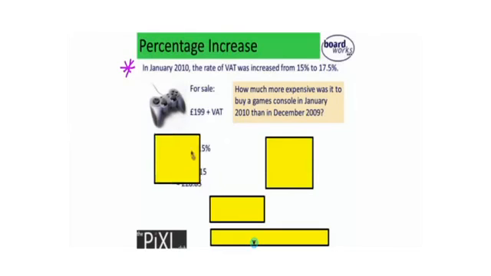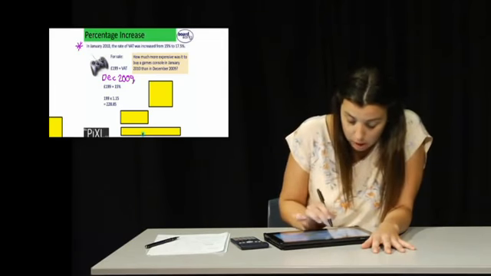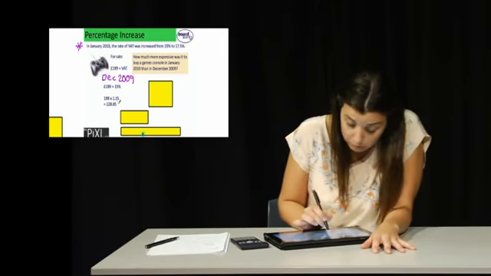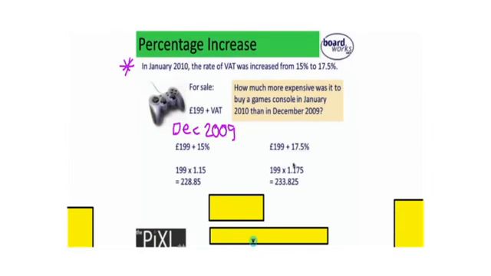On my left-hand side here, I've decided to work out the value here of the games console, £199, add 15%. So that actually was the value of the game console in December 2009. Might be good to put a label there so the examiner knows exactly what you're working out. 199 multiplied by 1.15 gives us our value there. On this side, as a comparison, I've worked out the value at 17.5%, which is our multiplier of 1.175. And we have a new price. And again, this is for January 2010.